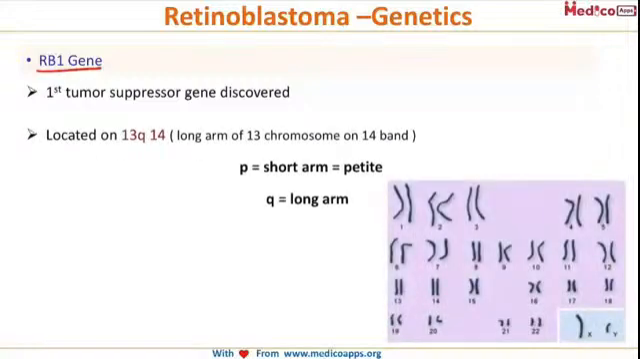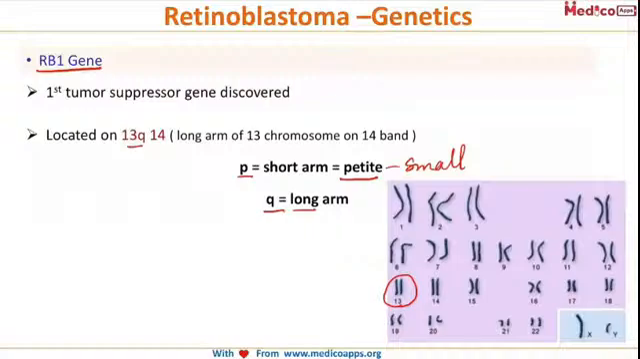It is located on 13q14, that is the long arm of chromosome 13 on the 14th band of the chromosome. Okay, now by q I mean long, by p we know petit means small. So 13q means on the long arm of the 13th chromosome, that is this one, on the 14th band is located our RB1 gene. Please remember this.